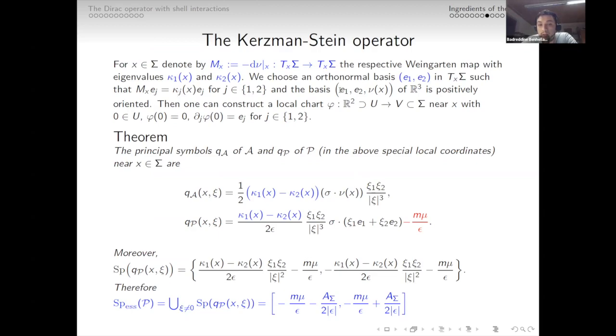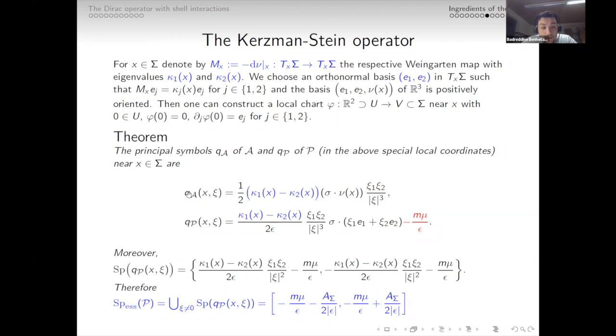And so that E1, E2, and the normal vector field is an orthonormal basis for R3, which is positively oriented. So in this context, we can construct a local chart so that we have this property, okay? And then our theorem in this situation is the following. In fact, as I said before, A is of order -1 and P is of order 0, and their principal symbols in this local coordinate chart are given by the following.